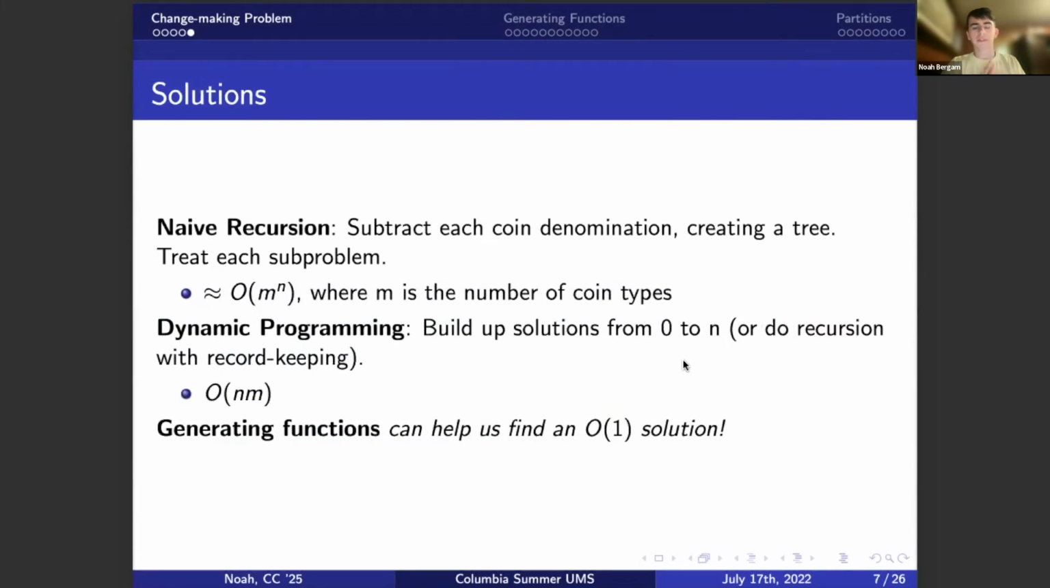Now, if you go through different solutions to this problem, the most immediate solution you might think of is some kind of recursion, where you start with K cents and then you subtract each kind of coin denomination. So let's say you start with 40 cents and you subtract 1 cent, you subtract 5 cents, you subtract 10 cents, and you subtract 25 cents in separate tree pathways. And then you treat each subproblem with recursion again.